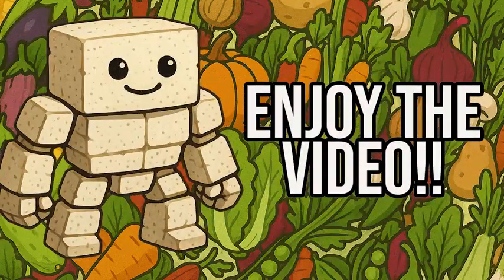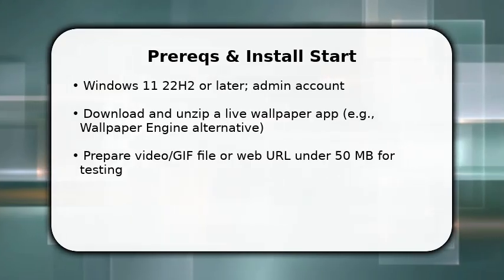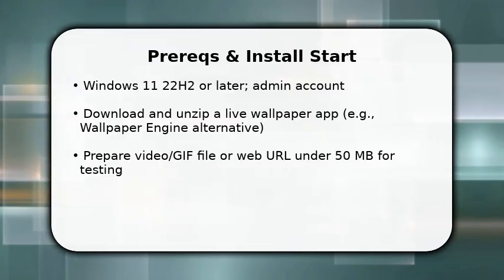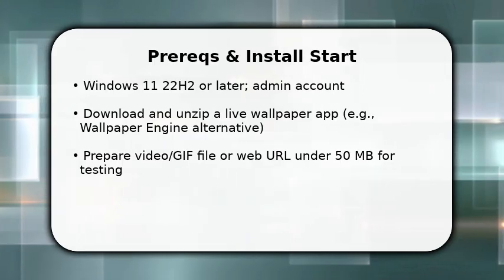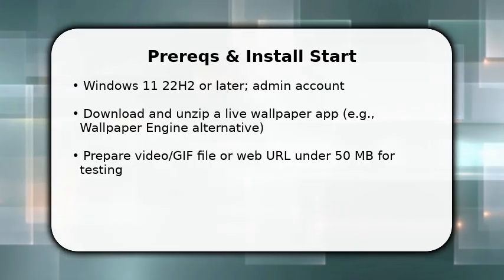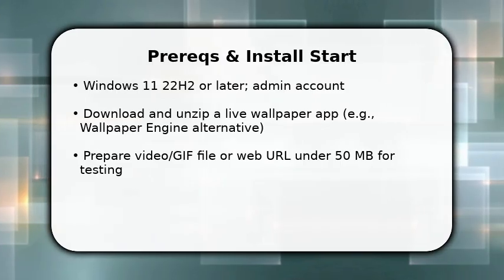Please enjoy the video. You will begin by ensuring Windows 11 is updated and you have admin rights. Next, download a trusted live wallpaper application and extract it. This gives the app access to system files. Once done, locate a short MP4 or GIF under 50 MB so the software can load quickly. Make sure the file is ready in Downloads or Desktop.